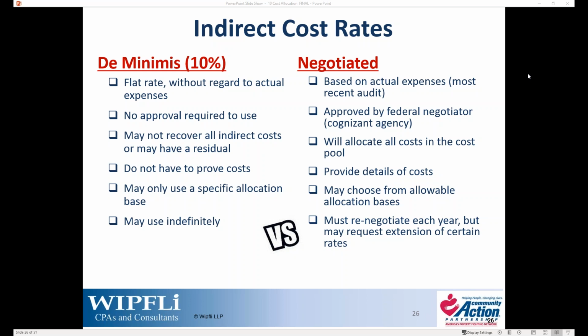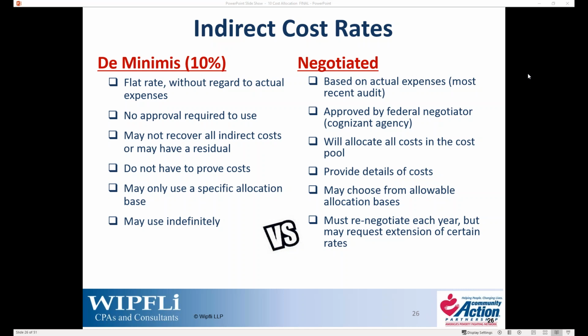You just need to look at what's in your pool and how much you could recover from your various grants to see if it's enough to cover your pool. Now, the difference between that and a negotiated rate is that the negotiated rate is based on your actual expenses, and you have to use your most recent audit report. It has to be approved by a federal negotiator.